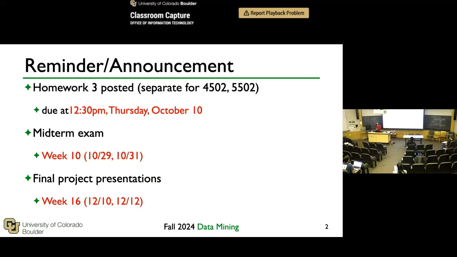We have posted homework 3. This is the third homework. You have 1 week to finish it, so make sure you submit before next Thursday's class. This homework will have separate links for the undergraduate section and the graduate section, so just make sure you submit to the correct one.